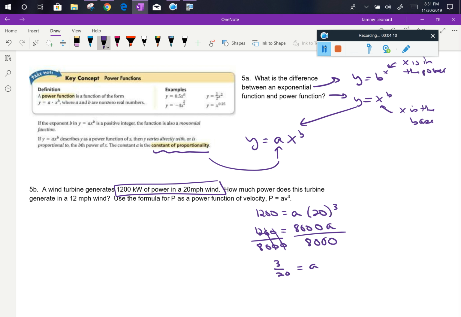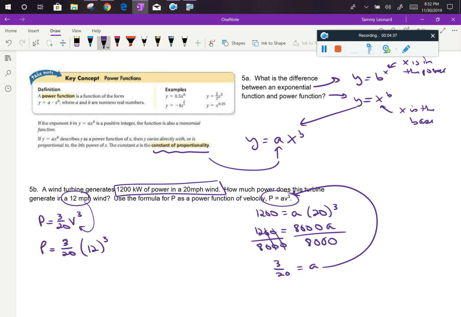Now that I know my A value, I can modify this by substituting in the actual value. I know that the constant of proportionality is actually 3/20. So now I have a complete model for this particular wind turbine. Given that, I can take my 12 mile per hour wind and substitute it in for velocity. So I can find out that the power generated in a 12 mile per hour wind just involves a little bit of arithmetic here. So doing that out, I'll get an approximate value of 259.2 kilowatts being generated in a 12 mile per hour wind.